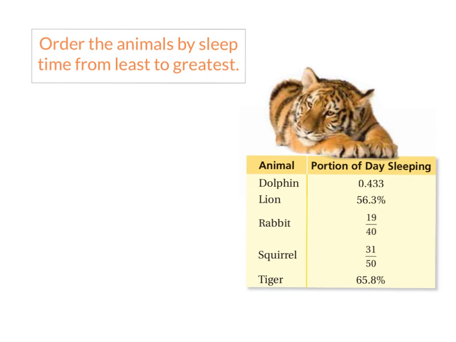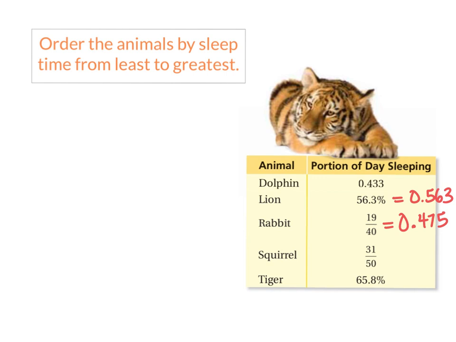So dolphin is already in decimal format. To change the lion, I'm going to divide by 100, which means I'm just moving that decimal point 2 spaces to the left. 19 divided by 40, do that on my calculator, and I get 475 thousandths.